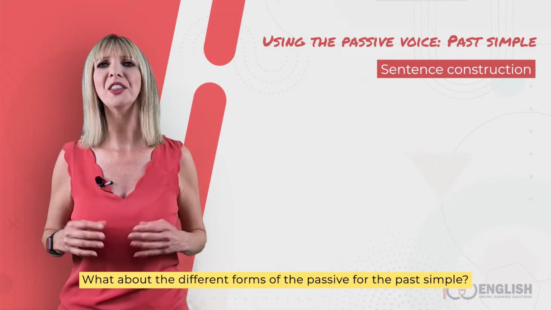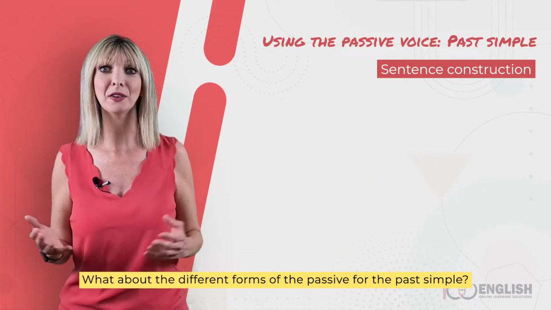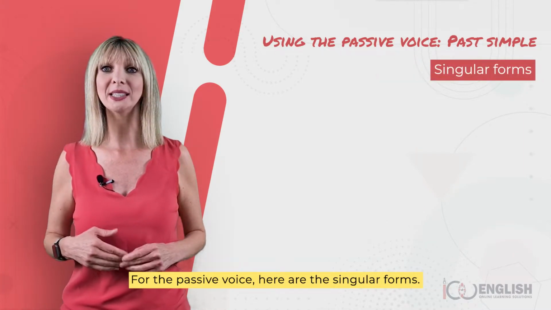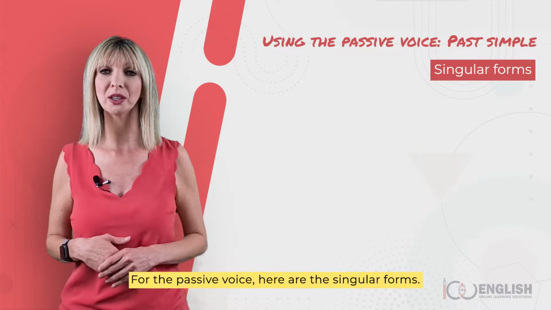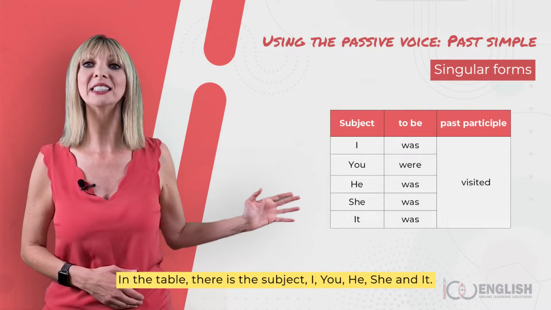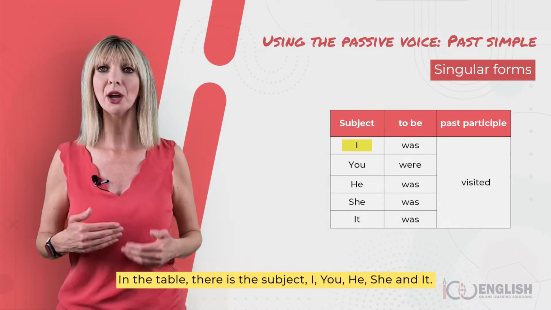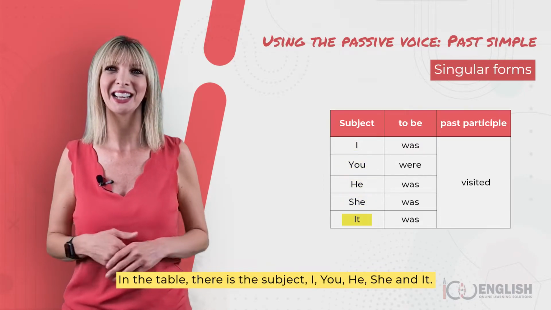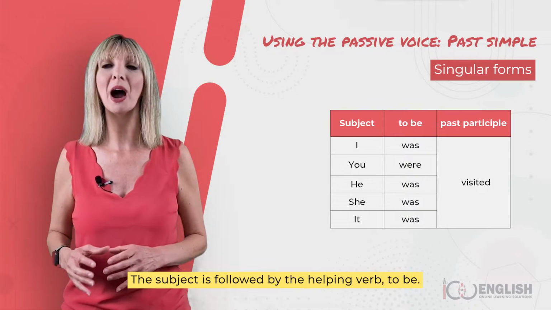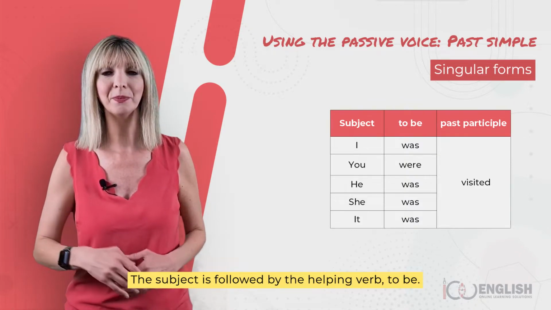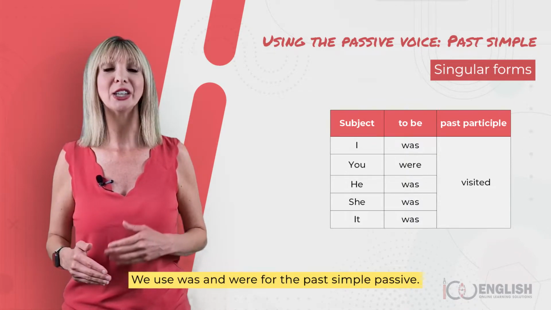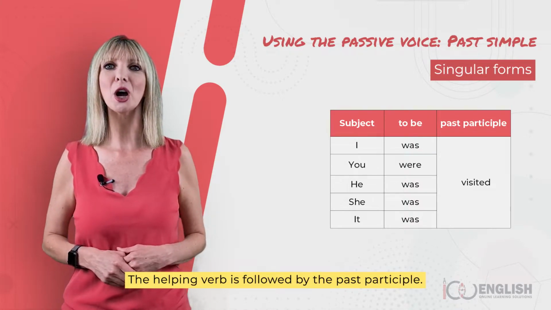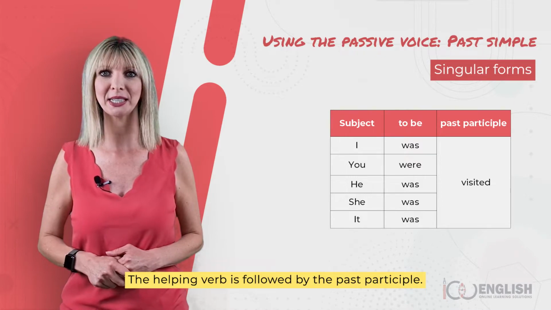What about the different forms of the passive for the past simple? For the passive voice, here are the singular forms. In the table, there is the subject: I, you, he, she, and it. The subject is followed by the helping verb to be. We use was and were for the past simple passive. The helping verb is followed by the past participle.